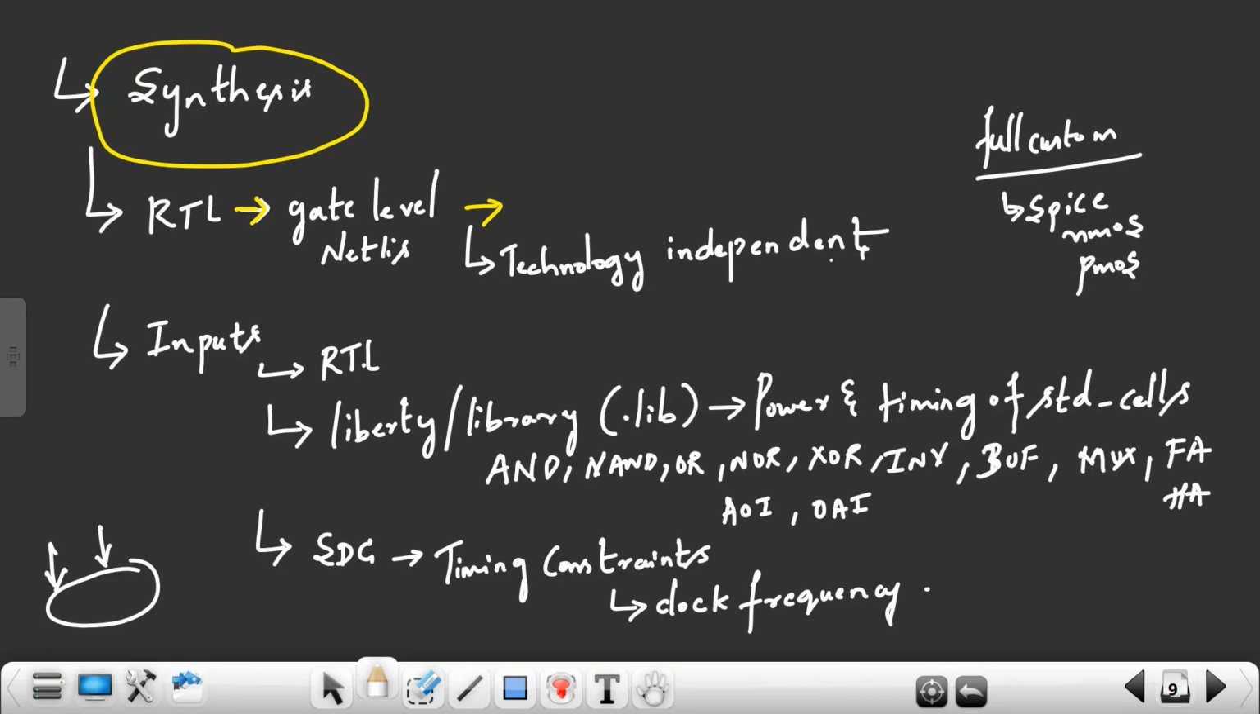So for that reason, it is called technology independent. While converting this RTL to a gate level netlist, in between we use what? Liberty file. So cells are picked only from this Liberty file. So the Liberty file is technology dependent. The Liberty file is different for different technology. So then your netlist becomes technology dependent.